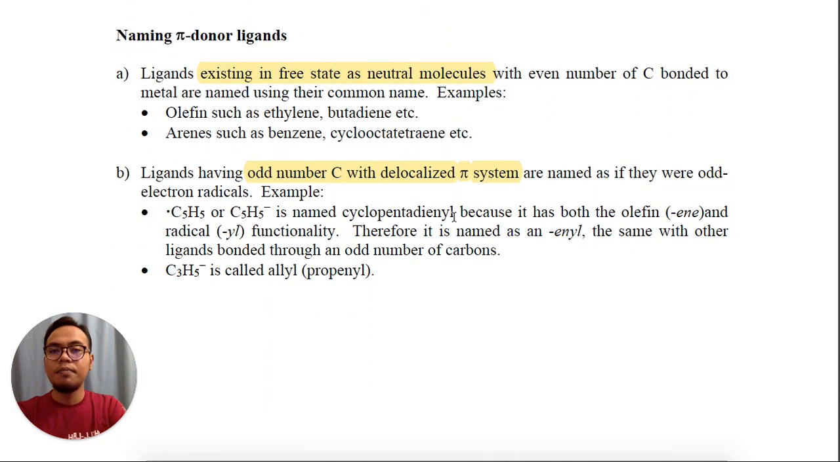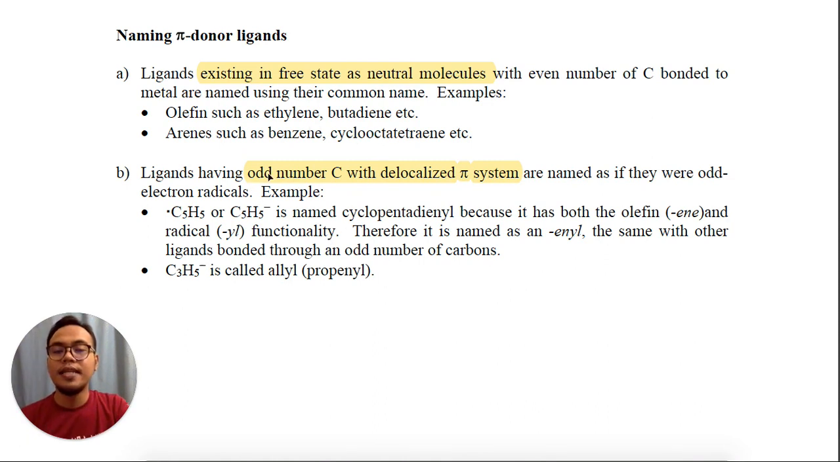Now, how do we name pi donor ligands? There are two ways. One, if your ligands exist as free, neutral molecules, for example, olefins such as ethylene or butadiene, arenes, benzene, cyclooctatetraene. So we use their common names. So we just use olefin, we just use ethylene, butadiene, cyclooctatetraene, and so on and so forth.